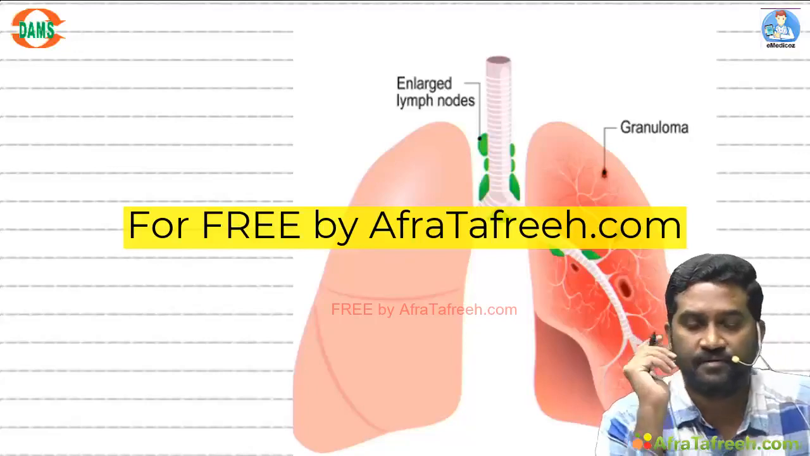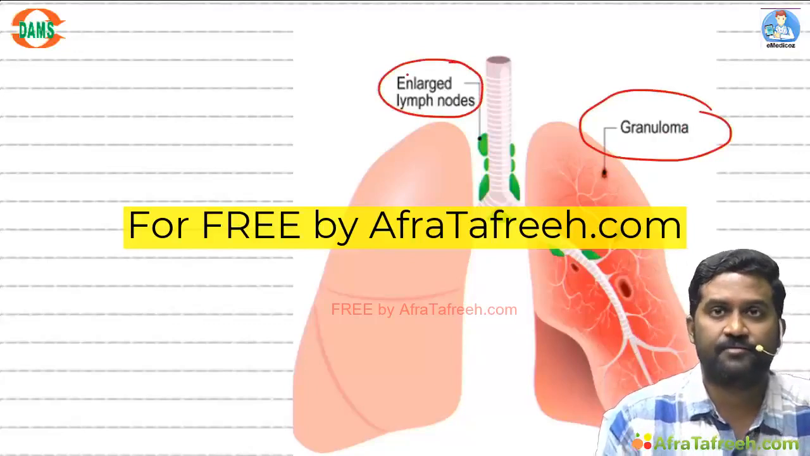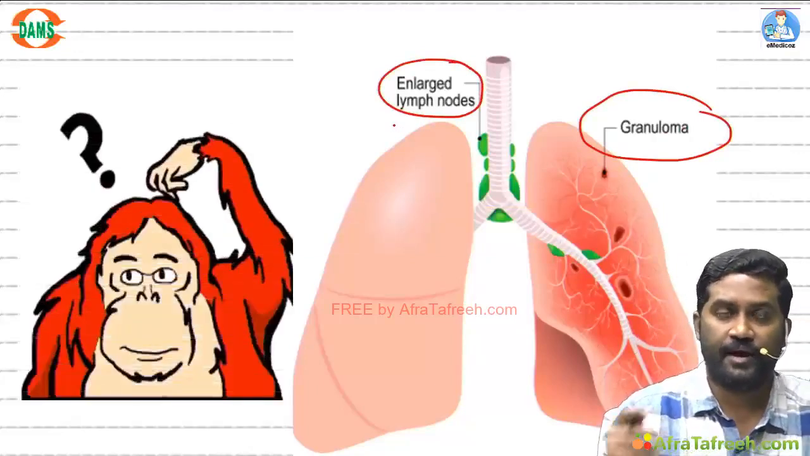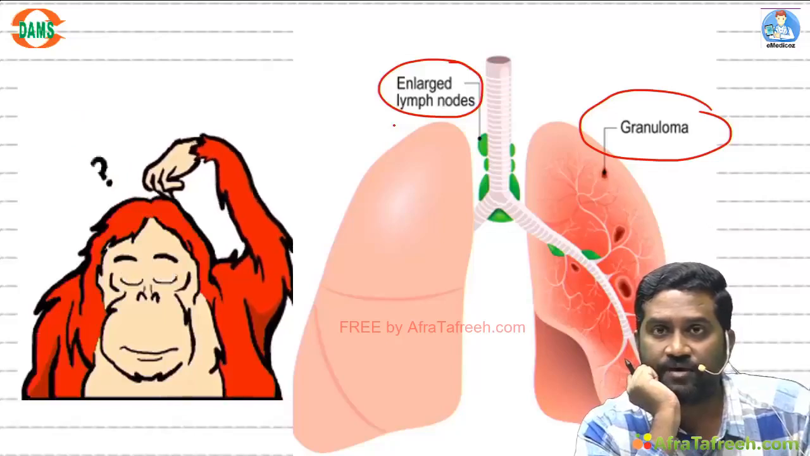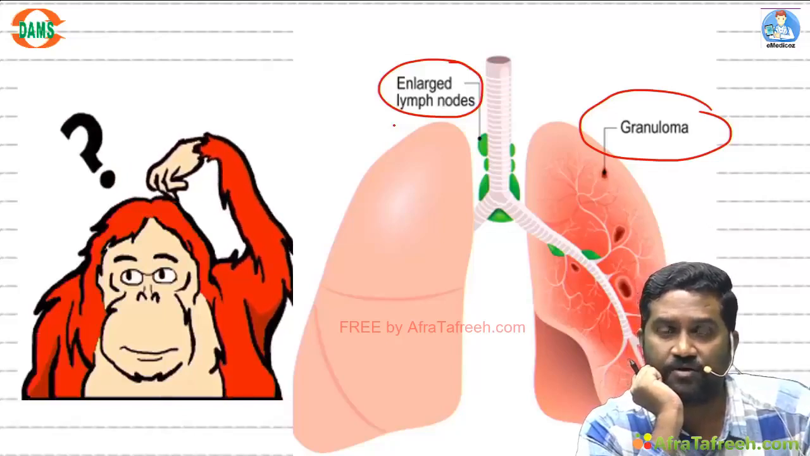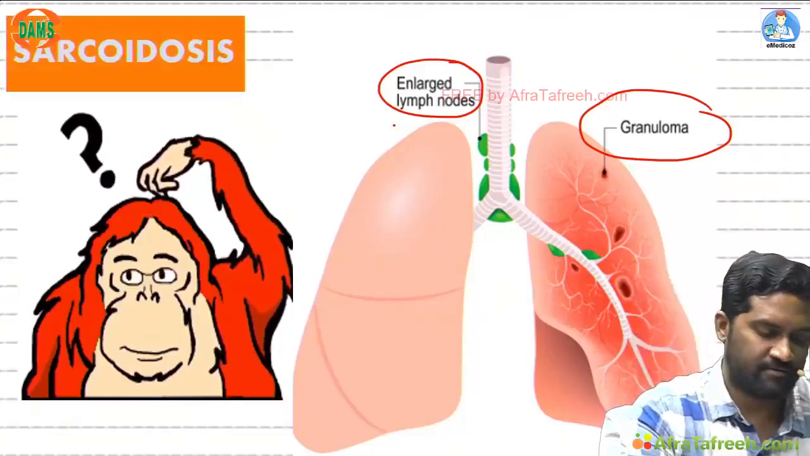In this disease, there are granulomas and enlarged lymph nodes. Always diagnosis is a confusion. What is this confusing lung disease called, students? It is called sarcoidosis. Let us discuss sarcoidosis.